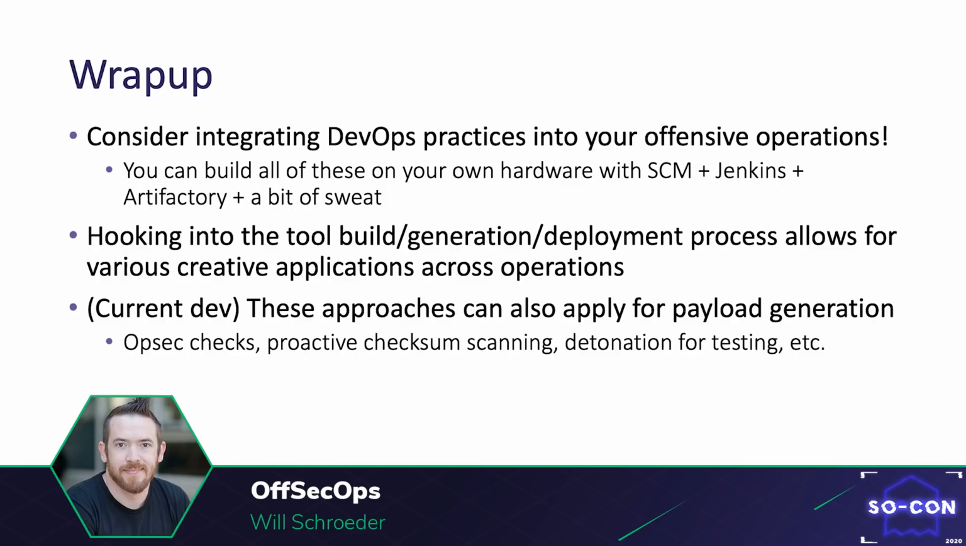And finally, the current development, what we're looking at going forward. These approaches can also apply for payload generation. So we're converting a lot of our payload generation to DevOps, essentially, where there are different repos for different payloads. Some of the things we want to build in are those OPSEC checks, those checksum scannings, but also things like automatic detonation on sample systems to see if all the parts of the C2 and everything connect up properly. There's a lot more cool things we think we'll be able to do with this, or we hope we can.